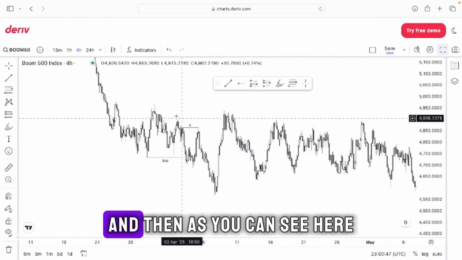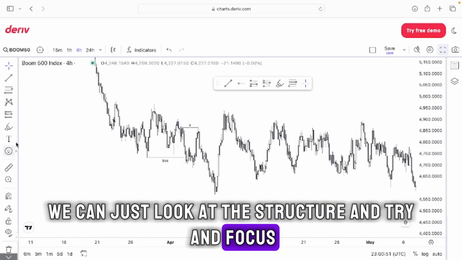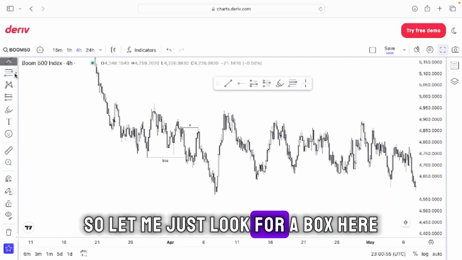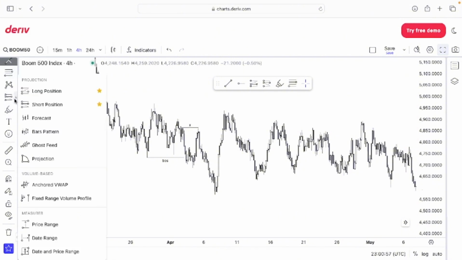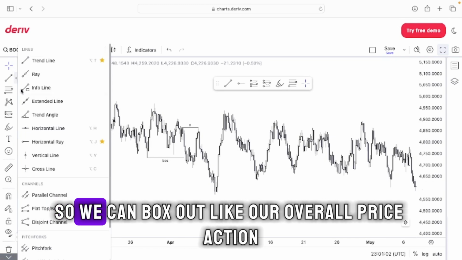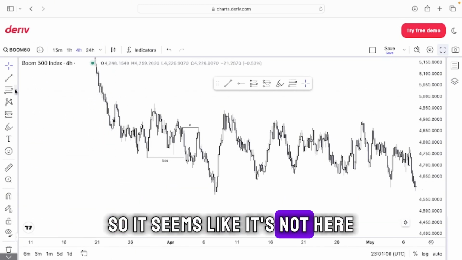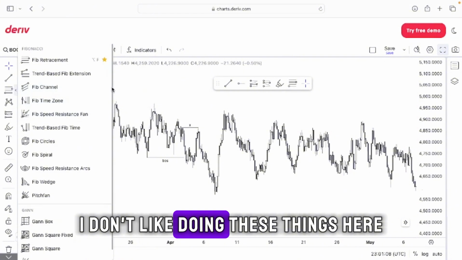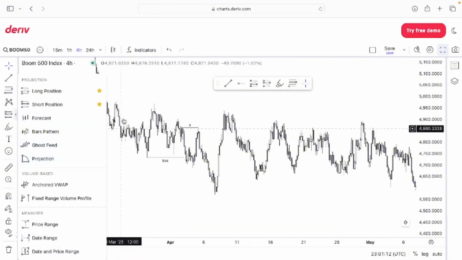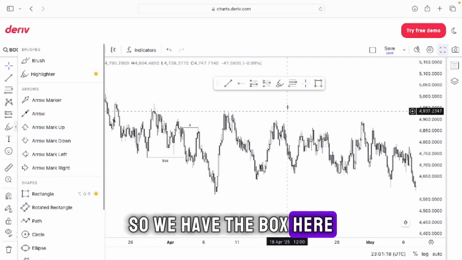And then as you can see here, we can just look at the structure and try and focus on the area of interest now. So let me just look for a box here, just because we need a box so that we can box out our overall price action. So it seems like it's not here. I don't like doing these things here. So let's check. I think it's in here. So we have the box here.